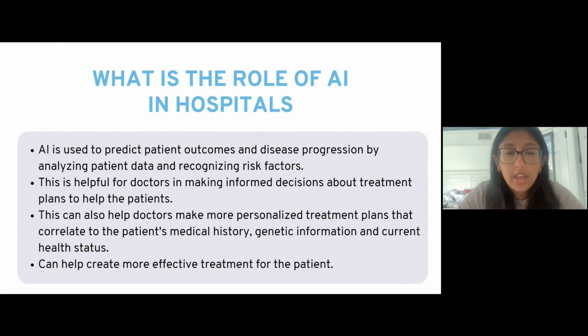So what is the role of AI in hospitals? AI is used to predict patient outcomes and disease progression by analyzing patient data and recognizing risk factors. This is helpful for doctors in making informed decisions about treatment plans to help the patients. This can also help doctors make more personalized treatment plans that correlate to the patient's medical history, genetic information, and current health status. It can help create a more effective treatment for the patient.